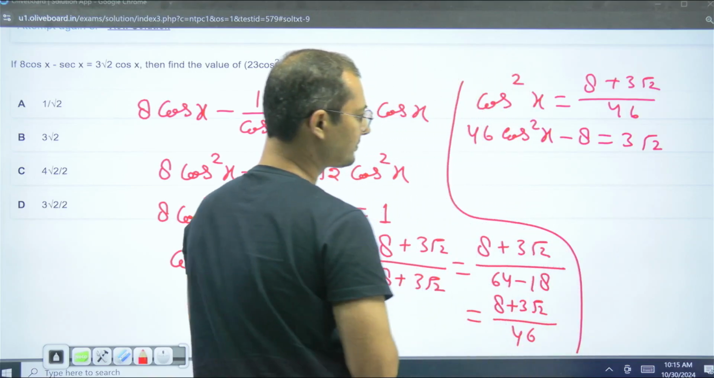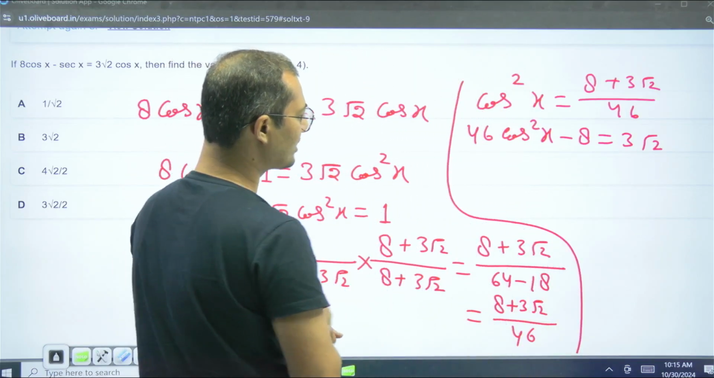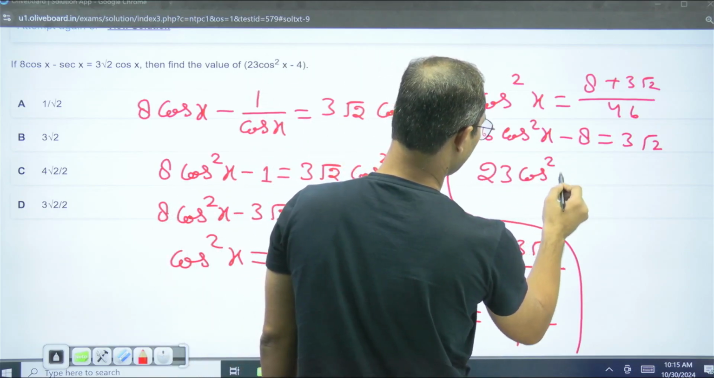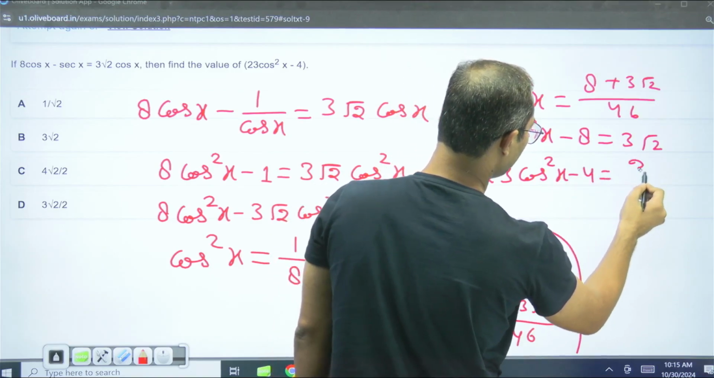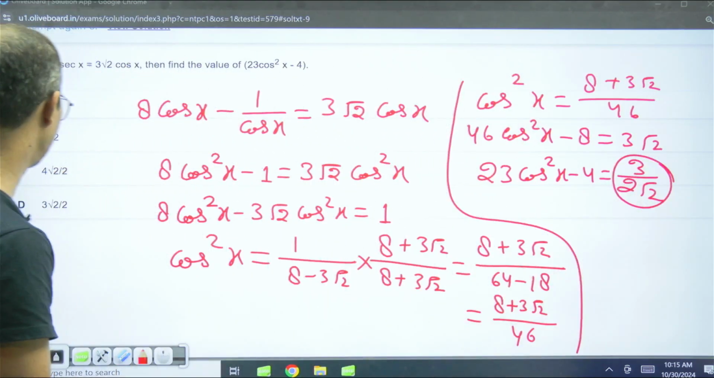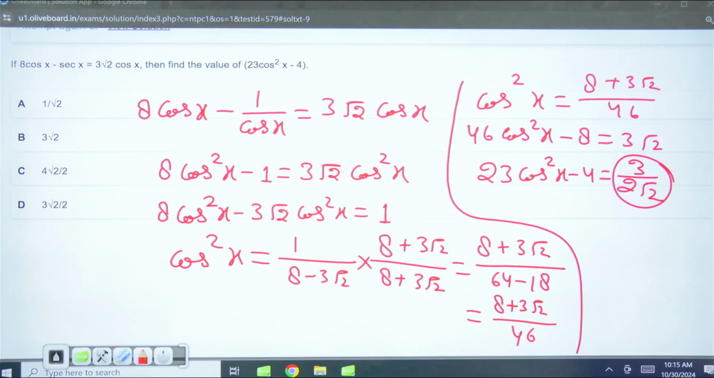Yes. So taking 2 common, we can say that 23 cos square x minus 4 is equal to 3 by 2 root 2, right? So we can say that 3 by 2 root 2 is the right answer. 3 by 2 root 2 is the right answer, yes.